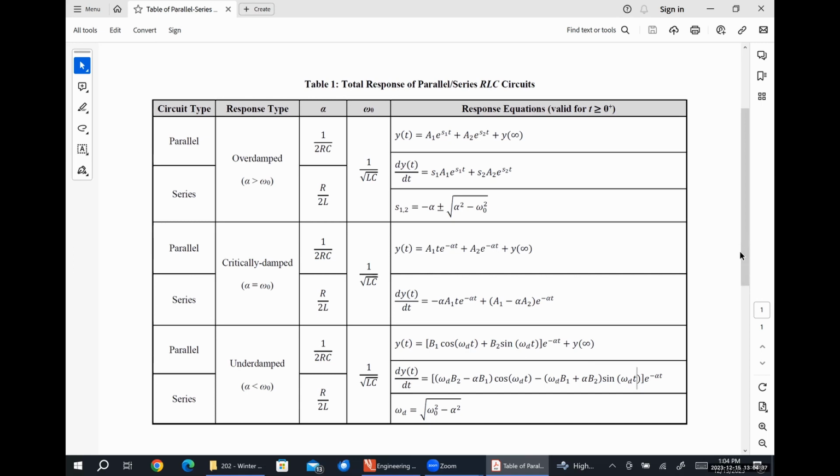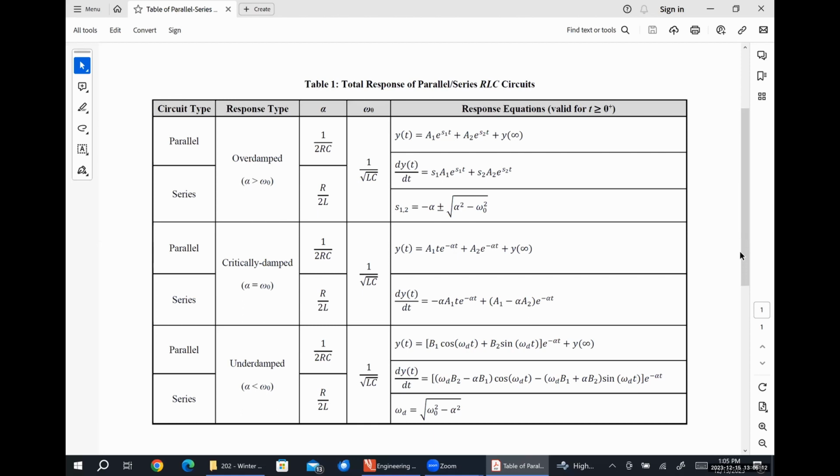And then down here, I have my underdamped response, and I also provided you with the definition of omega d. So literally every equation that we came up with a moment ago is on the table that I've provided to you. On the table, I have also provided you with the derivative of our response relationships, so that you don't have to take the derivative yourself when we use these to analyze our circuits and come up with what our responses are going to look like, which we'll do in a moment.